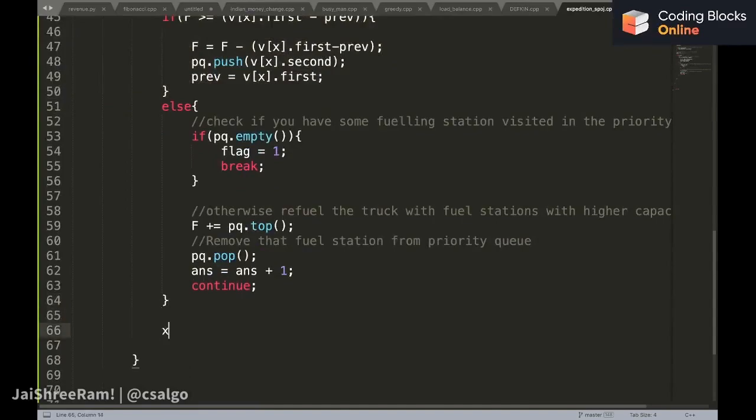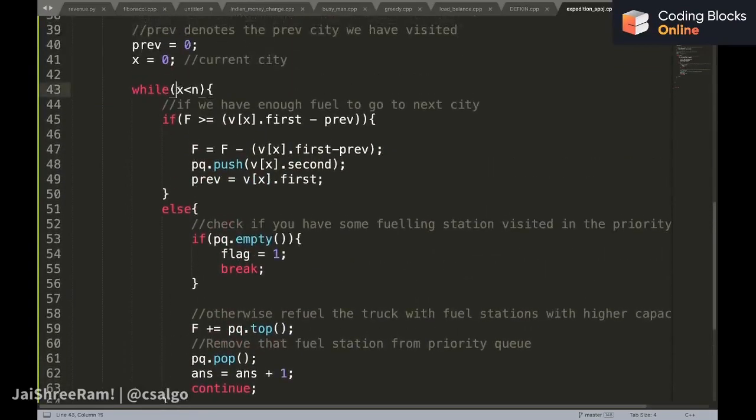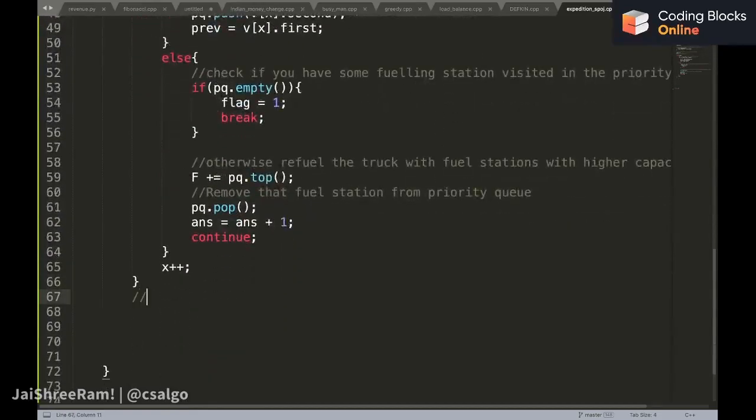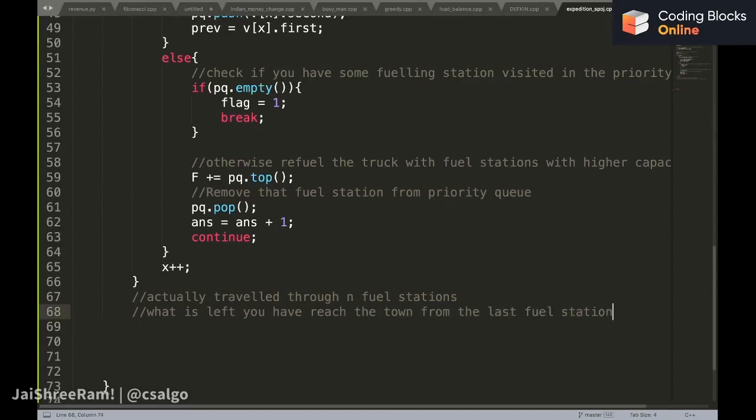So that means you are able to visit the next city, and that will increment the value of x. While x is less than n, and when you come out of this while loop, you have actually traveled through n fuel stations. Finally, what is left is that you have to reach the town from the last fuel station. So that thing is left.